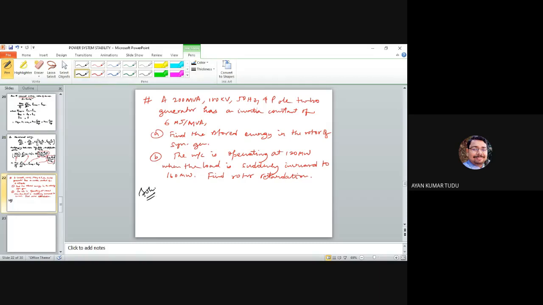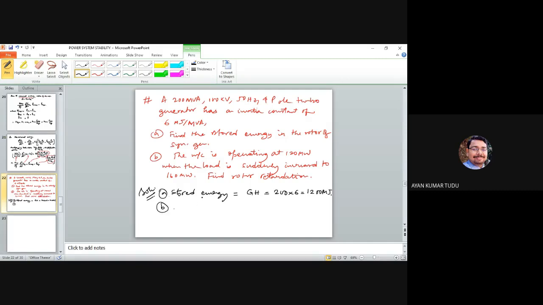Let us find the solution of the problem. We have a 200 MVA, 100 kV, 50 Hz, 4 pole turbo generator with an inertia constant of 6 megajoule per MVA. Find the stored energy of the rotor. Stored energy is equal to G into H, that is the machine rating into the inertia constant. So it is 200 into 6, that is 1200 megajoule.